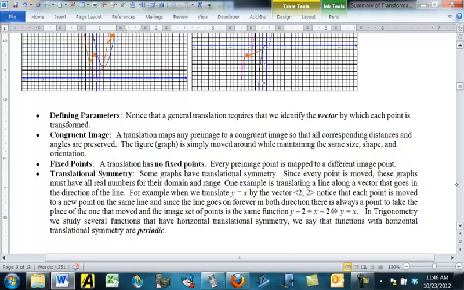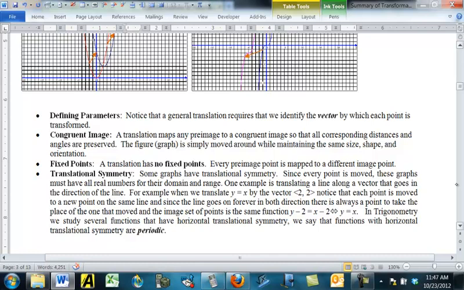And because the line goes on forever in both directions, that's going to be a requirement if it's going to have translational symmetry, because every time you move a point, there has to be another point to come take its place. And since every point is moved, we're going to need that. Okay. And so, for example, you can see that in the formula. If you translate by the vector 2, 2, you're replacing x by x minus 2 and y by y minus 2. So y equals x becomes y minus 2 equals x minus 2, but that just simplifies to y equals x if you add 2 to both sides of the equation.